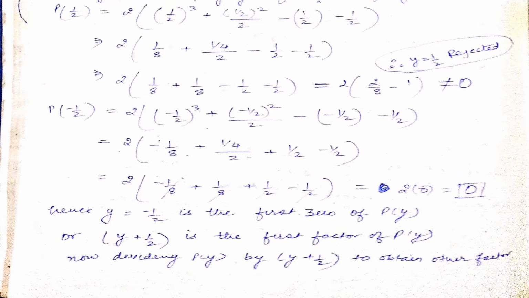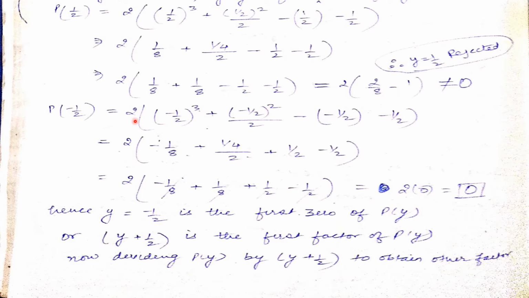Now first I am putting p(1 by 2). After putting 1 by 2 and solving, I got this. You can check on your own. It is not equal to 0. So I am rejecting y equal to 1 by 2, because it is not a zero of p(y). Next, I am checking with p of minus 1 by 2. Checking this means I am replacing y with minus 1 by 2.